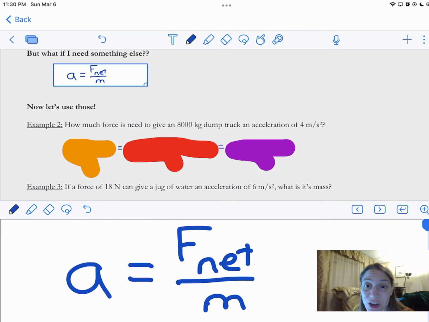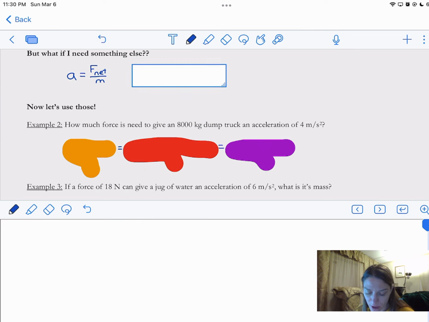Okay guys, in this video we're going to talk about what you do when the question is asking you for something else in this formula, okay? So the formula is written A equals F net over m, and that will help you find acceleration, but what if it's asking you to find force or mass? Well, we just need to get one of those things by itself.